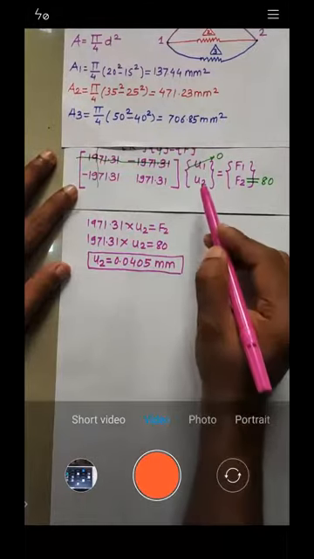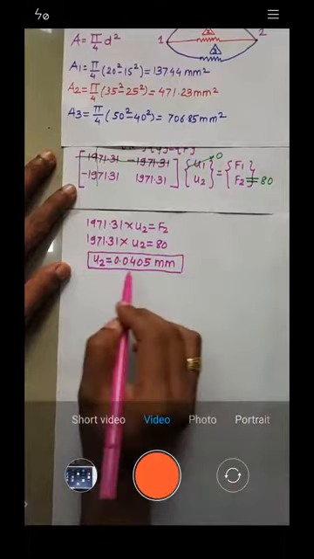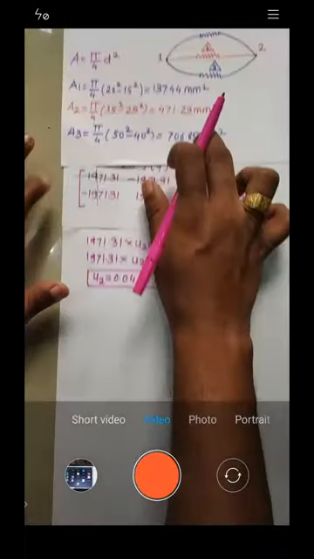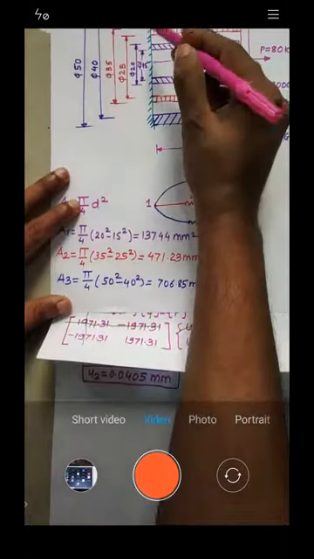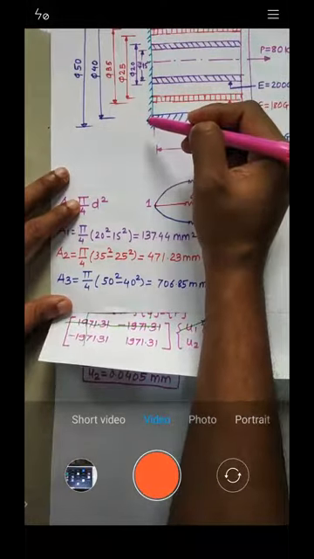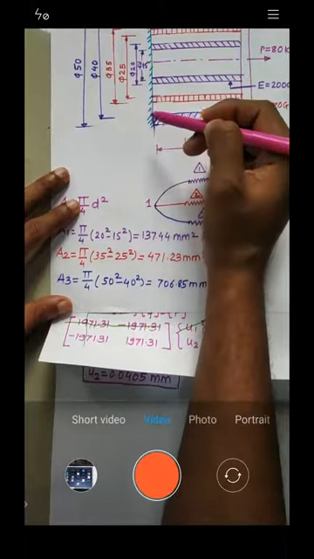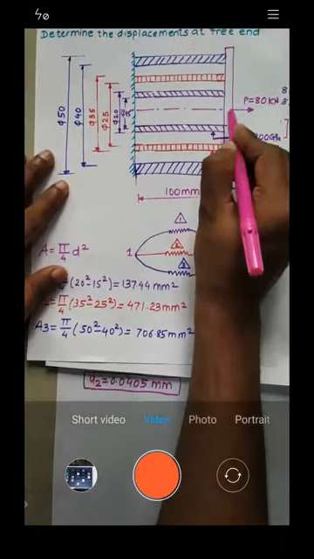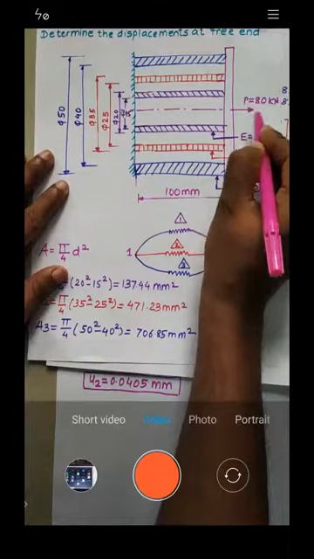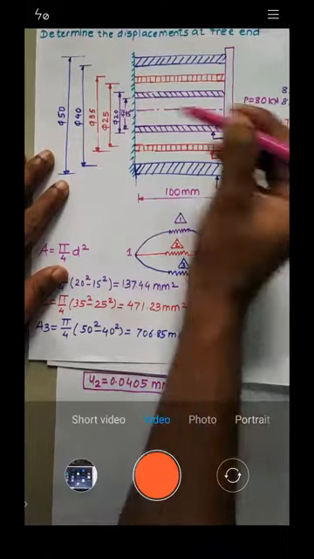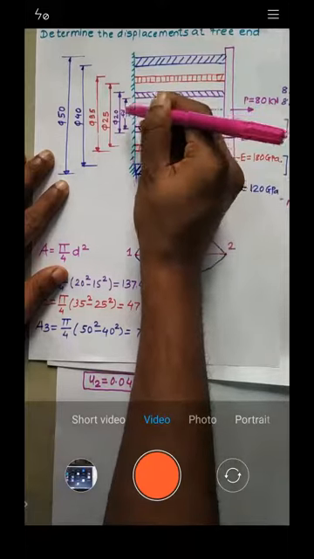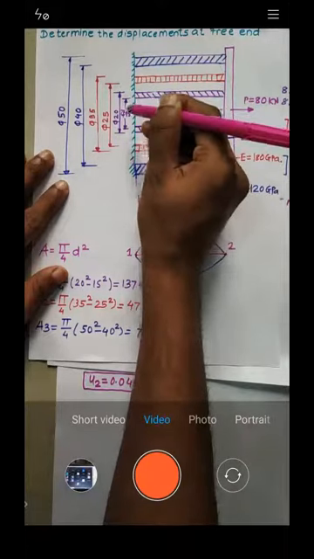So this is U2, which we got as 0.0405. Now see, when you apply some force here, as this is fixed, some reaction will be generated at the fixed support, right? So how much did you apply? 80 kilonewton, which is going towards the right hand side. So obviously, the reaction generated, that is 80 kilonewton, will go on the left hand side.